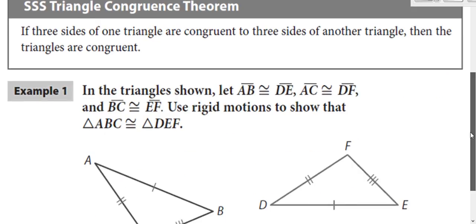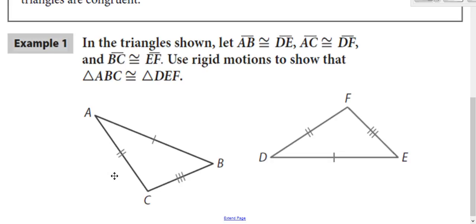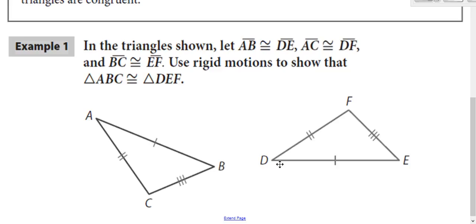So from the information that we're given here, AB is congruent to DE, AC is congruent to DF, and BC is congruent to FE, or EF. So we have all three sides in the first triangle congruent to all three sides in the second triangle. They are congruent because of the side, side, side criterion.